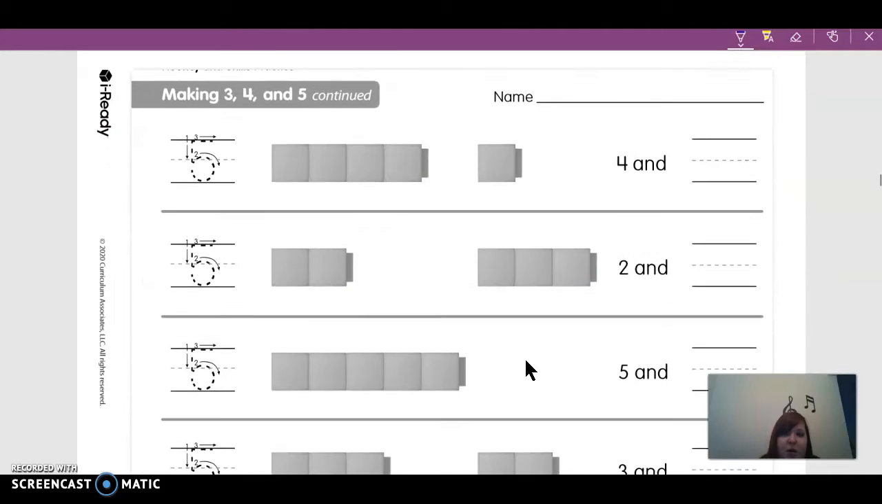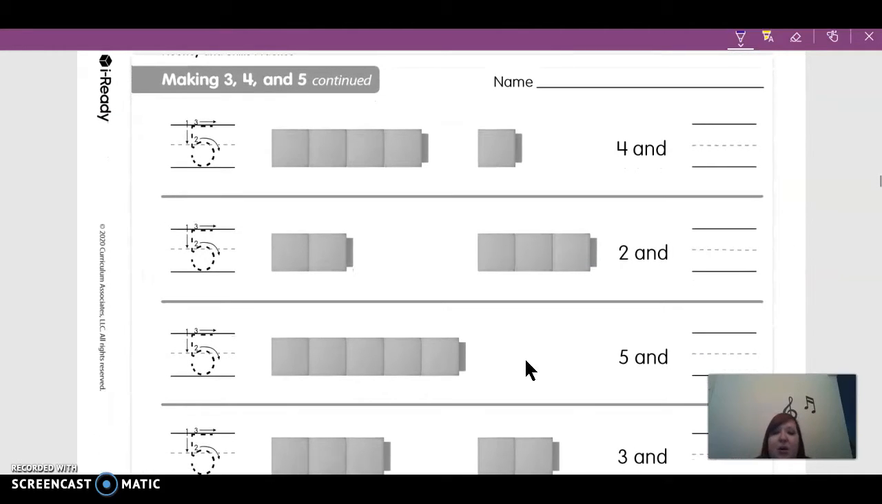Okay, the next part, you're working with 5 to find the hidden partner. So go ahead and do that independently by yourself. When you're finished, unpause the video and we will go over the answers.